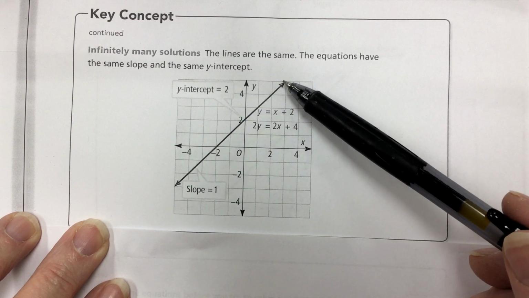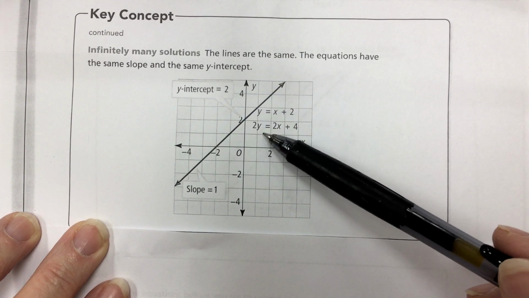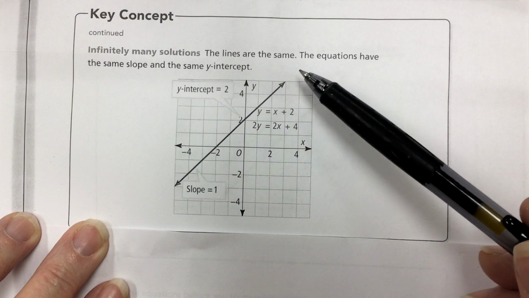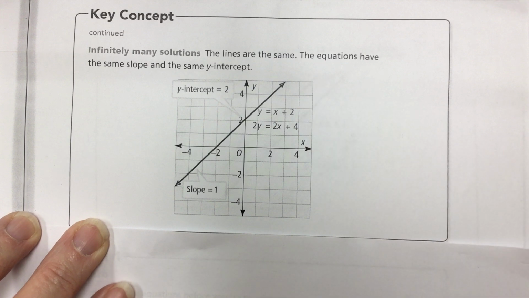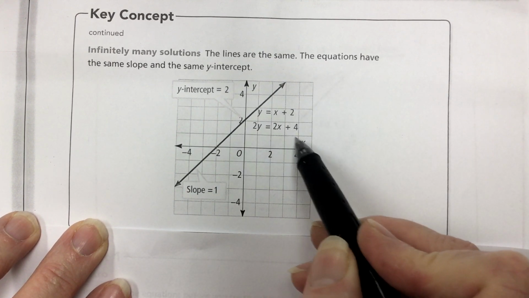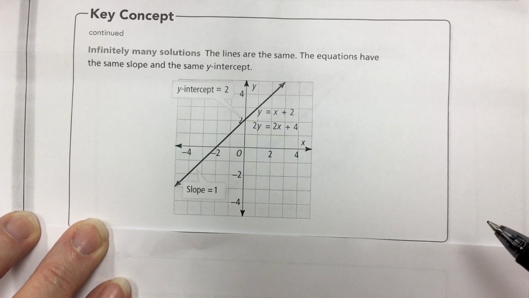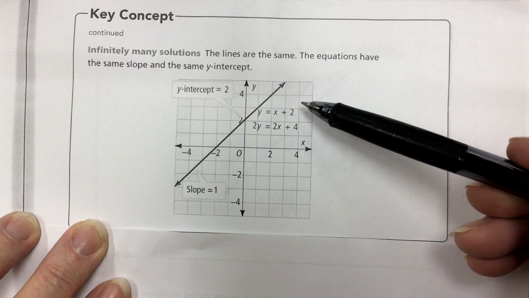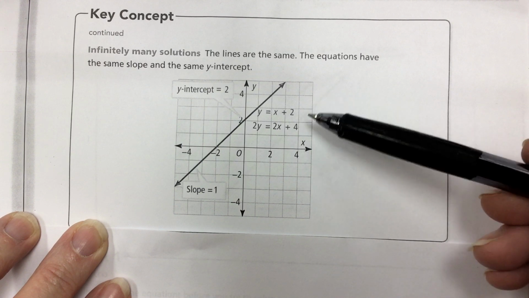That one was graphed first. And then 2y equals 2x plus 4 was graphed. That is the same line. Notice, if I divided each one of these through by 2, I would get the same line above. So anytime that you see that one line is a multiple of the other line, these are the same lines.